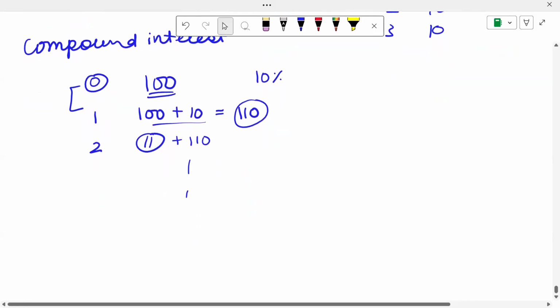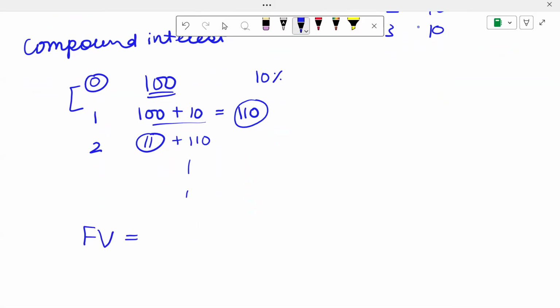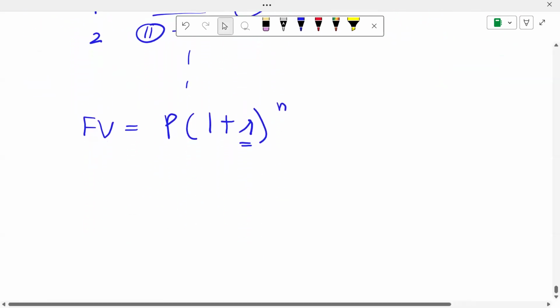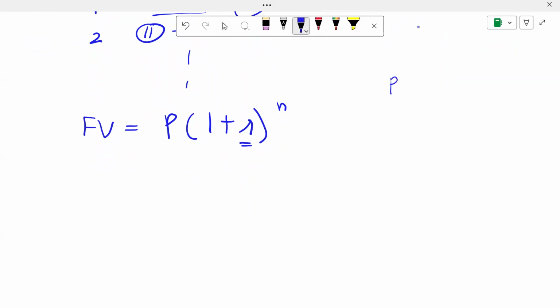Just to put it in a formula, in compound interest, your FV, that means the future value, the value that you get afterwards, is going to be the principal amount multiplied by 1 plus r, where r is the rate of interest, raised to the power n, the number of periods for which you are depositing your money. Over here your interest rate was 10% annually, so the money was compounded annually.